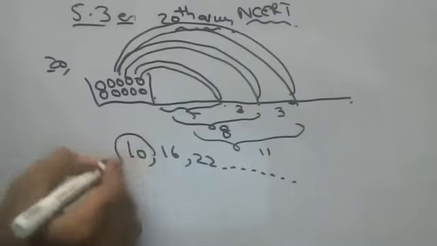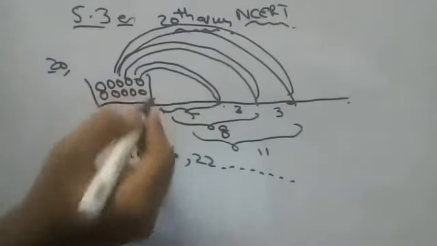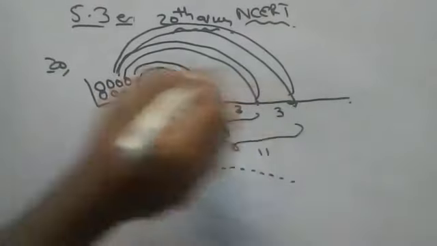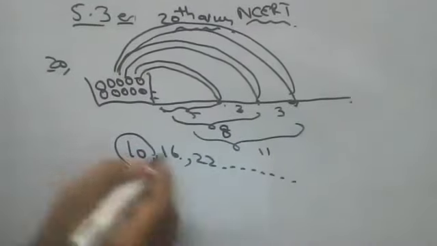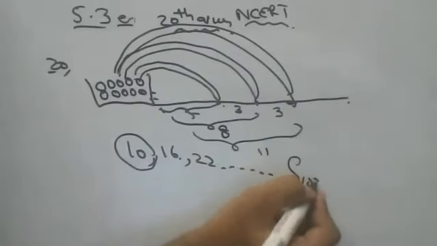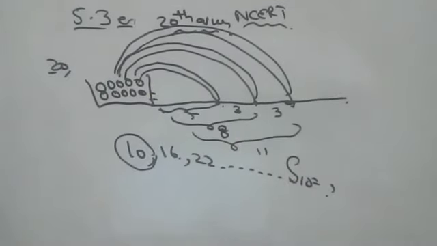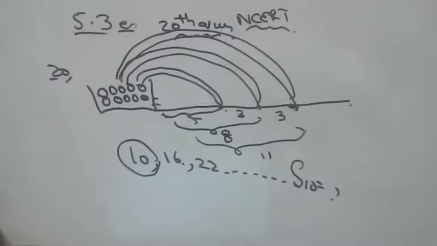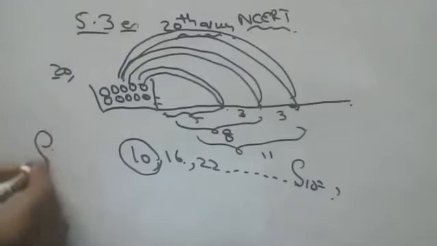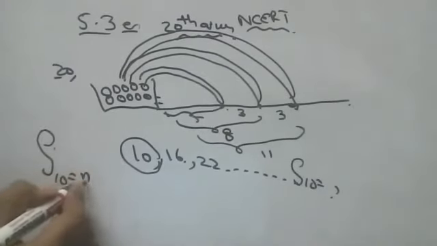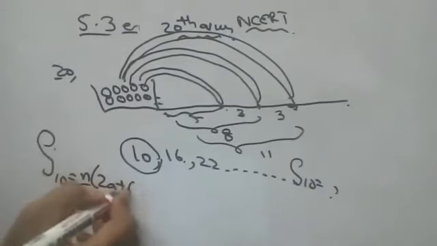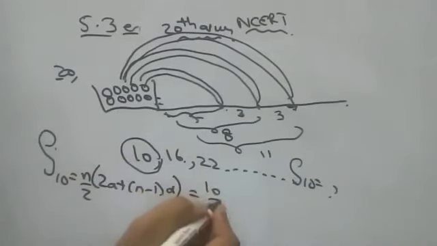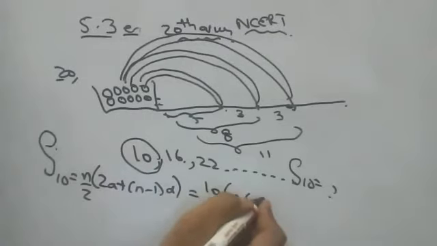Okay, children, first 10, how you got, children? 5 she went, 5 she came, 10. 8 she went, 8 she came, 16. 11 she went, and 11 she came back, 22. Like that, 10 times how much distance she had run? She ran how much distance in keeping the 10 potatoes? This is your question. So S10 is equal to n by 2 into 2a plus n minus 1 into d. This is your formula.